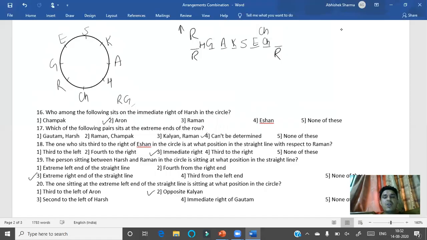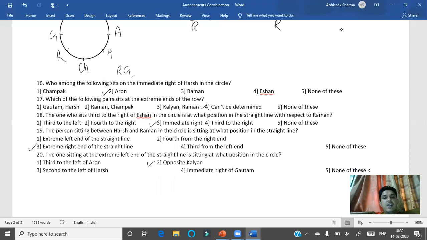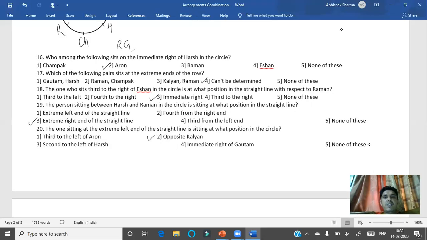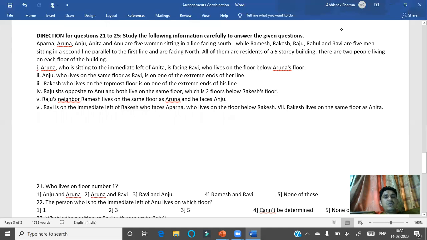So friends, this was all about our combination arrangement, where the question was a little bit more complex, right? I have one more question for you to do, questions 21 to 25, right? In this question also you have to make the arrangement, right? Blood relation is also included, and here the concept of floors is included, right? So friends, you try these two questions, and we will meet in the next class, right?